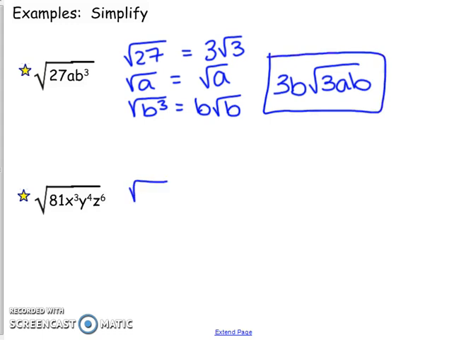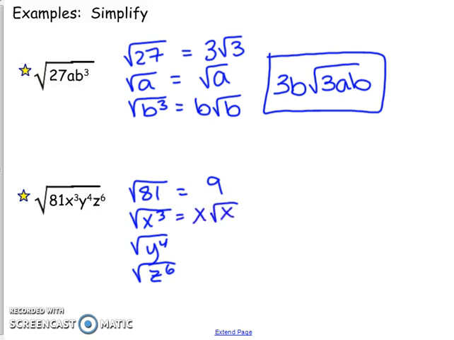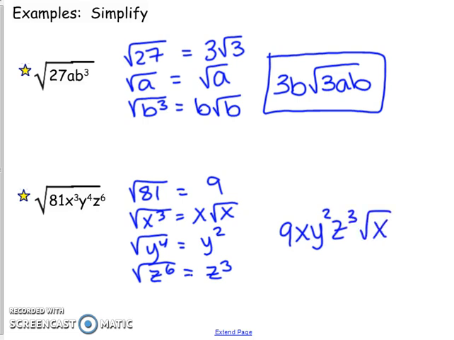Okay, so same thing here. We're going to break each one up. So if we take the square root of 81, that's going to give us 9. Square root of x to the 3rd, so we're going to subtract 1, so it's 2, divided by 2 is 1, with 1 left over. When it's odd, you're always going to have 1 left over. So square root of y to the 4th is even, so it's going to be y squared. Z to the 6th is even, so we're going to have z cubed. So outside we have a 9x y squared z cubed. Inside we have an x.